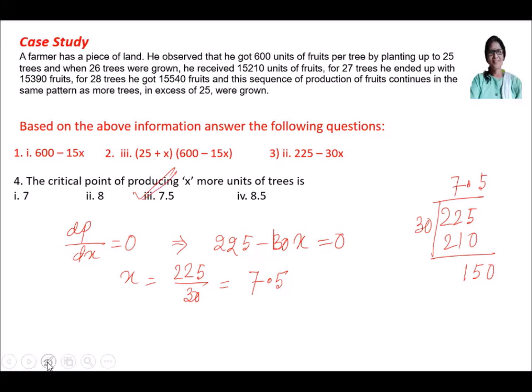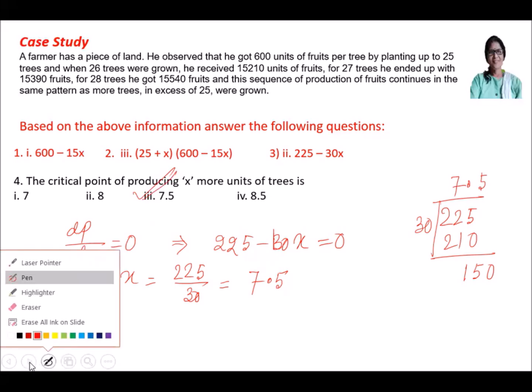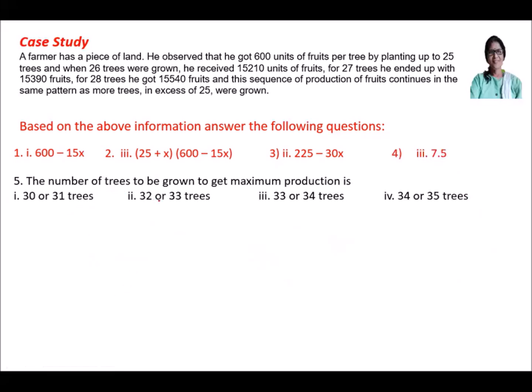Next. Fifth is the number of trees to be grown for maximum production. That means when the production is maximum, what will be the number of trees? So the number of trees will be 25 plus 7.5. It will be 32.5. So what will the answer be? The answer will be either 32 or 33. This will be the answer. It should be more than 32 or 33.